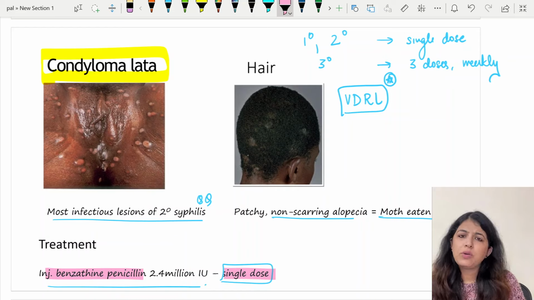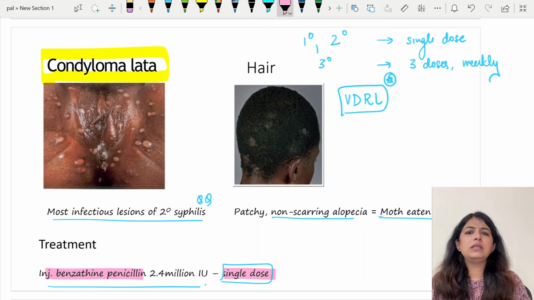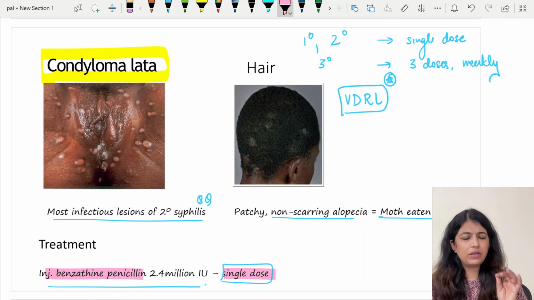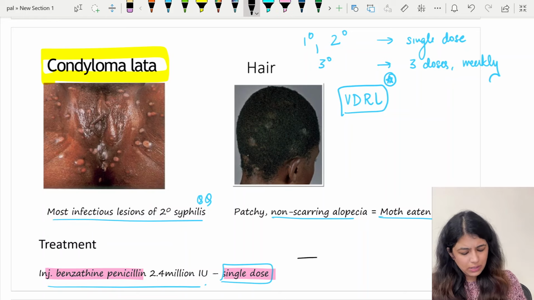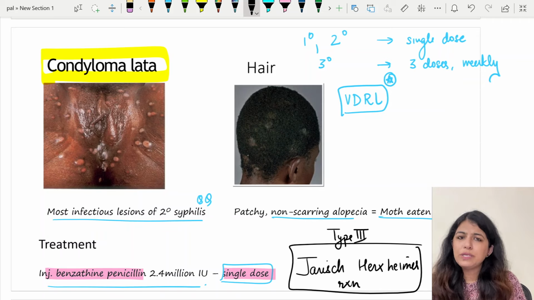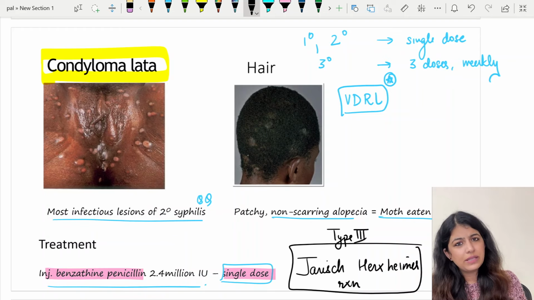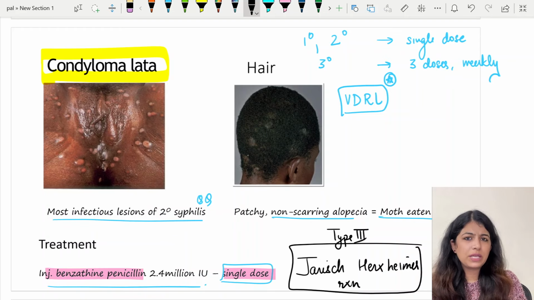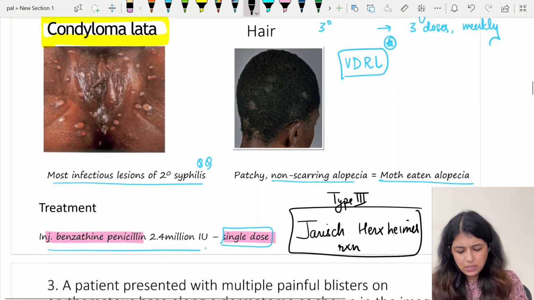In some patients, on giving the treatment, there can be a sudden increase in the skin lesions, fever, joint pains. This is called as Jarisch-Herxheimer reaction. So just remember this word here, Jarisch-Herxheimer reaction. Happens on treatment of secondary syphilis. It is a type 3 hypersensitivity response. Especially important in pregnant patients, because there can be a risk of fetal complications when this thing happens.